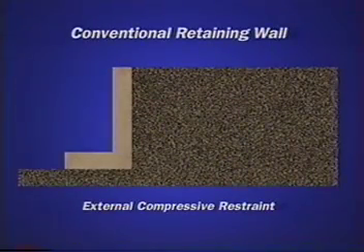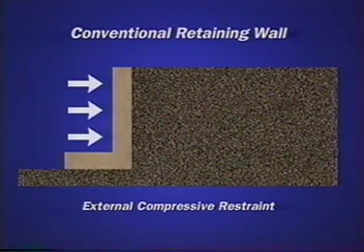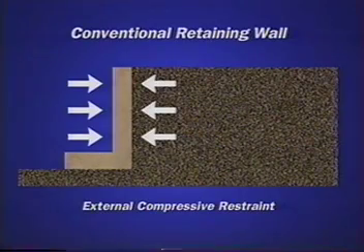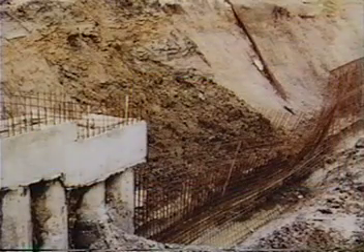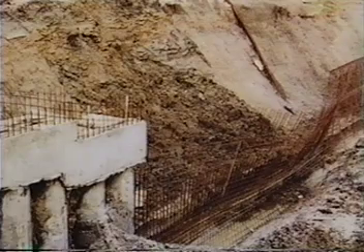Conventional retaining walls apply an external compressive restraint to control tensile strains developed in the soil mass. If this compressive restraint is removed, excessive tensile strains develop within the soil mass, which then starts to collapse until it reaches a stable slope angle.